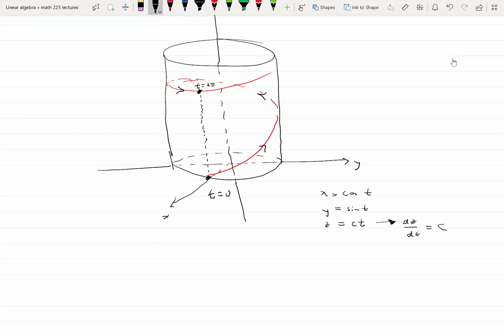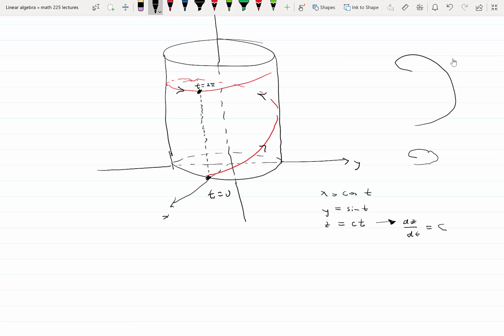So if c is very small, then we have a smashed helix, a low helix. If c were small, we'd be looking at something like this. If c is large, then that stretches out the helix. Again, dz/dt is telling you that z is increasing at a constant rate of c. So if c is small, the altitude, the height of this curve, will increase slowly. If c is big, then we start wrapping around the curve in a sort of elongated ellipse.